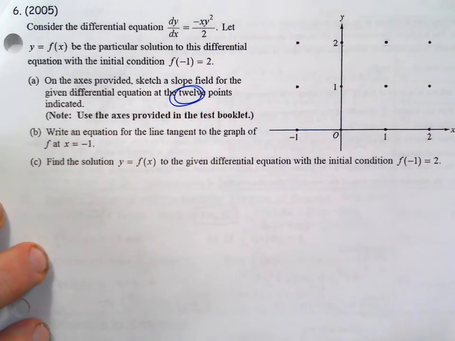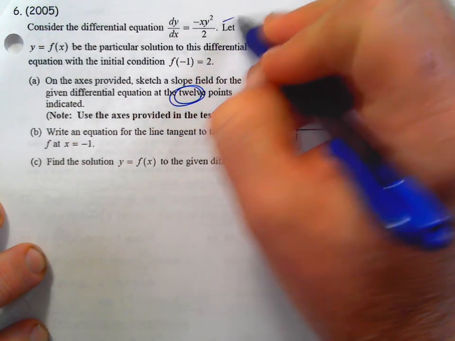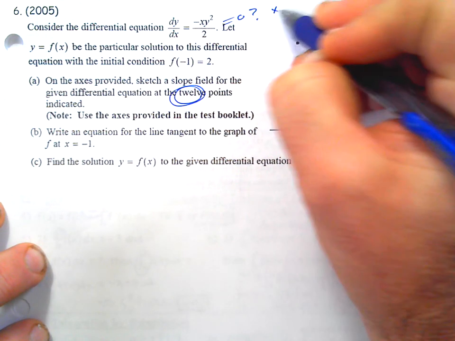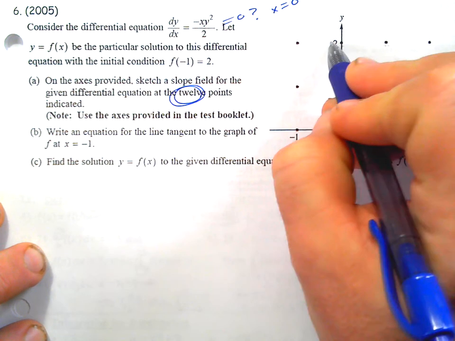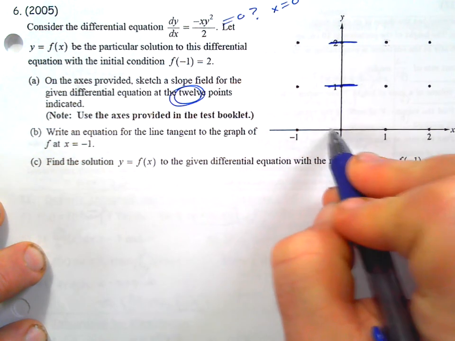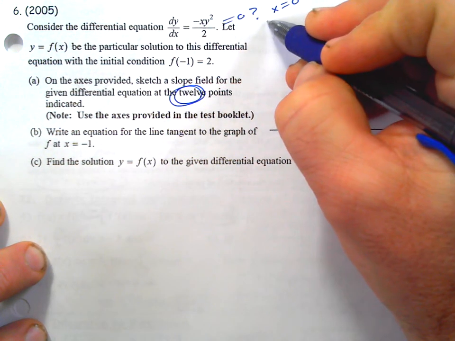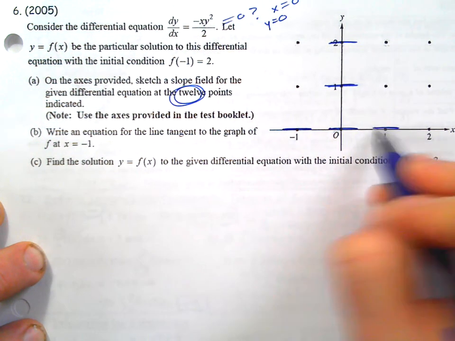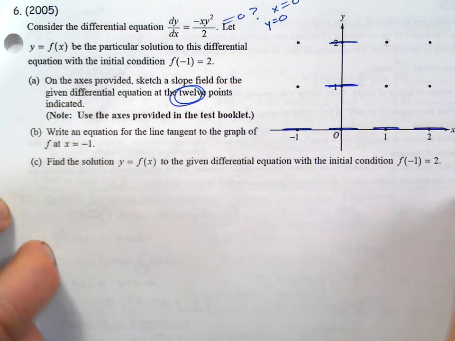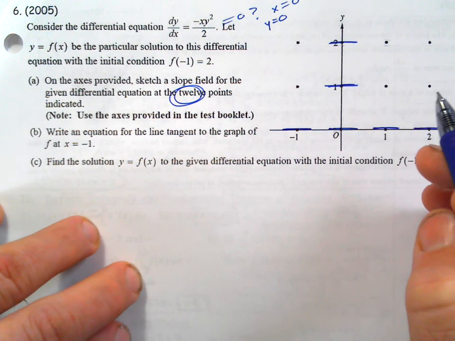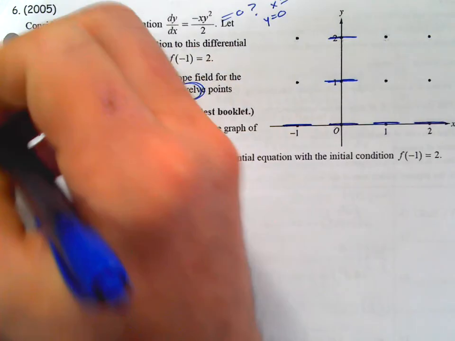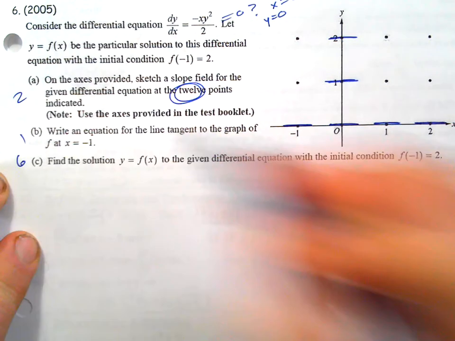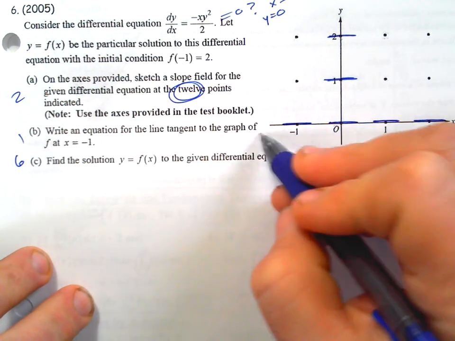So I'm going to look for 0 slopes first. That's going to be when x equals 0, which is here, here, and here. It's also going to be when y equals 0, which is here, here, and here. So we just got 6 out of 12 points real quick. And that's probably worth a point right there. It's probably 2, 1, 6. So 1 point for all the 0 slopes.